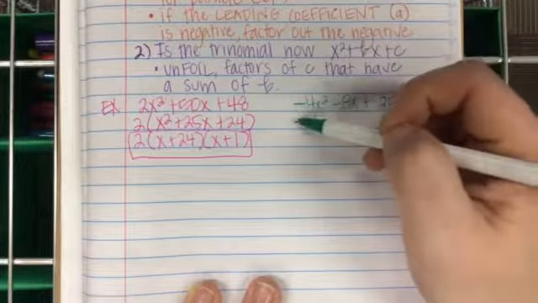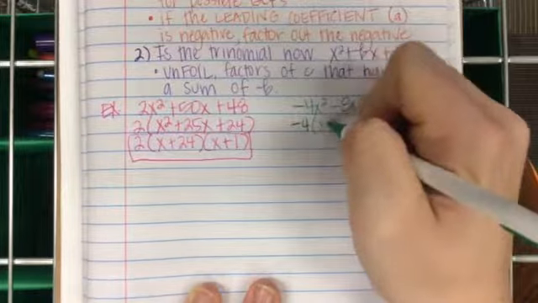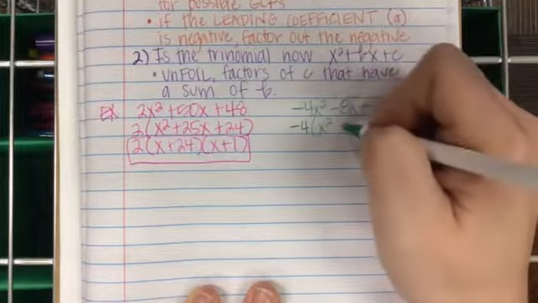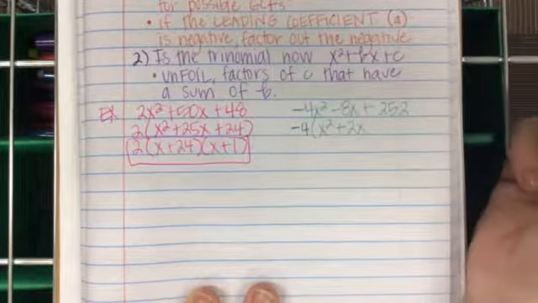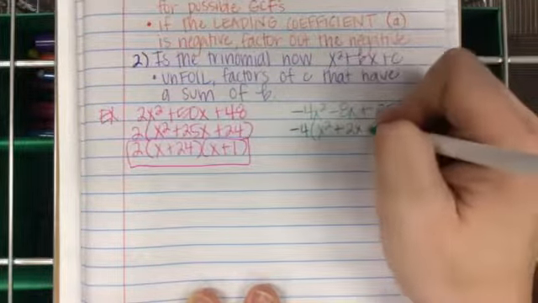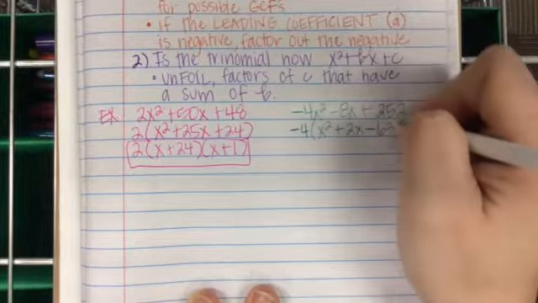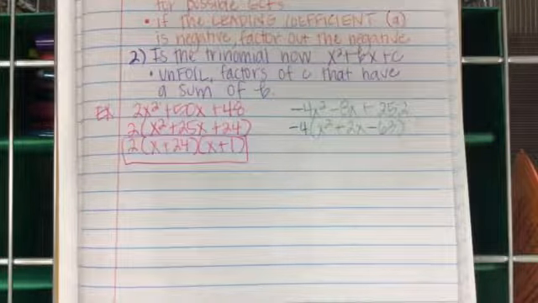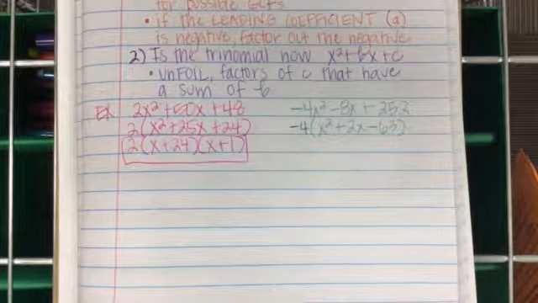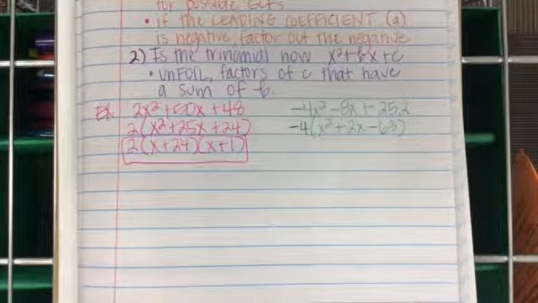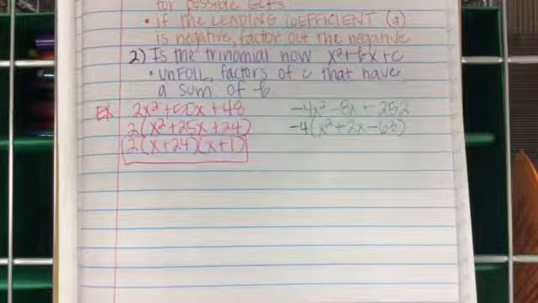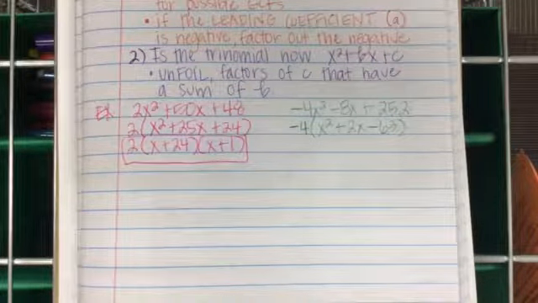Negative 4x squared divided by negative 4 is x squared. Negative 8x divided by negative 4 is positive 2x. 252 divided by negative 4 is negative 63. So we're looking for factors of negative 63 that have a sum of 2.